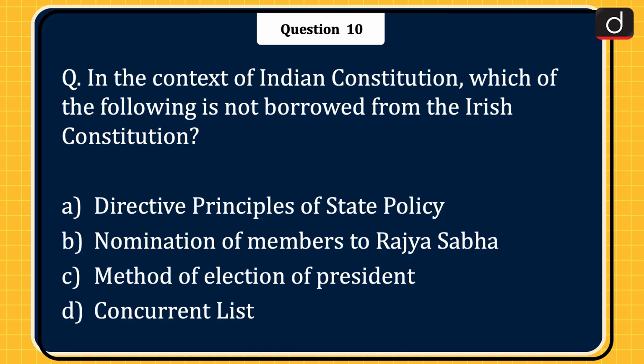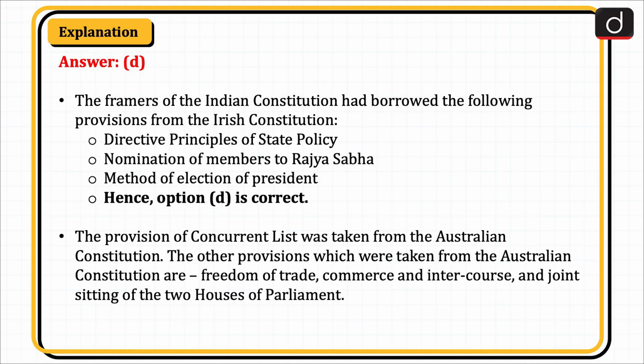Last question is, in the context of Indian Constitution, which of the following is not borrowed from the Irish Constitution? Directive principles of state policy, nomination of members to Rajya Sabha, method of election of president, or concurrent list? The correct answer is option D, concurrent list. The framers of the Indian Constitution had borrowed the following provisions from the Irish Constitution: directive principles of state policy, nomination of members to Rajya Sabha, method of election of president. Hence option D is correct.